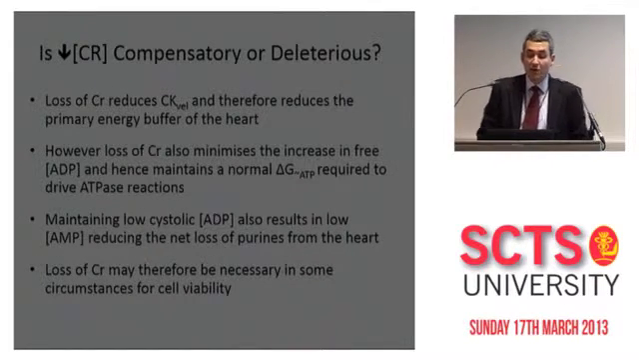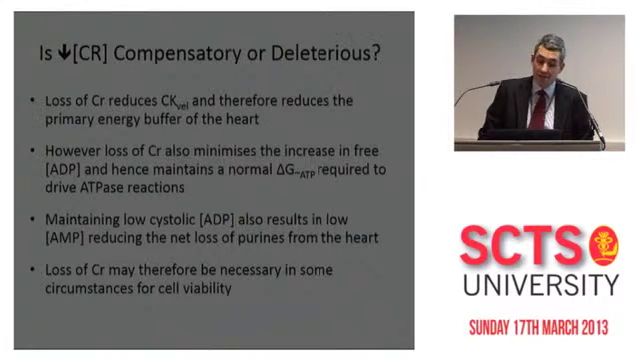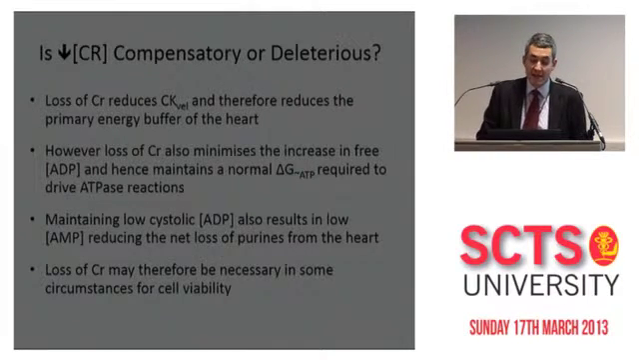Again, there's a lot of speculation about whether this decrease in creatine is compensatory or is a deleterious part of heart failure. It certainly reduces the primary energy buffer of the heart, but it also minimises the increase in free ADP. And if you look at the free Gibbs energy required to drive that equation, we actually see that it normalises the free Gibbs energy, and therefore the decrease in free ADP helps drive that ATPase reaction. So maintaining a low systolic ADP concentration results in low AMP, and that reduces the net loss of purines from the heart, and therefore some loss of creatine may actually be necessary to maintain cell viability.